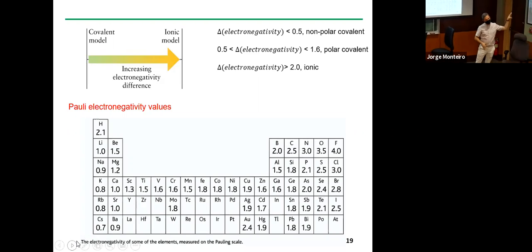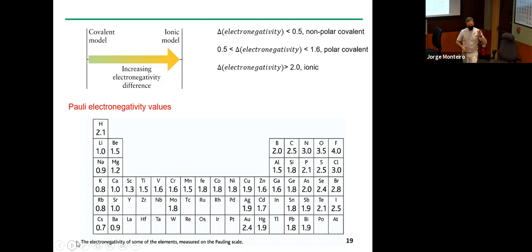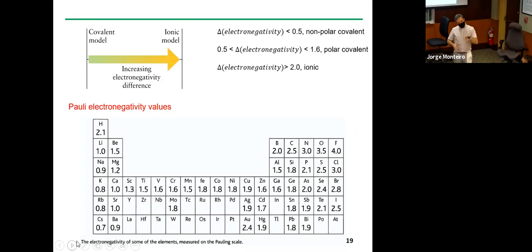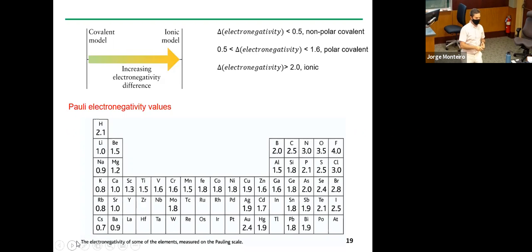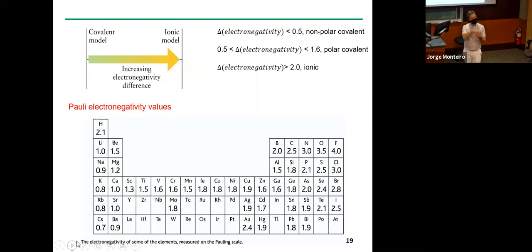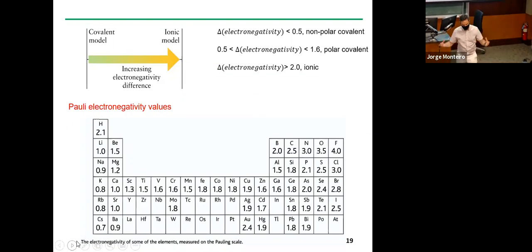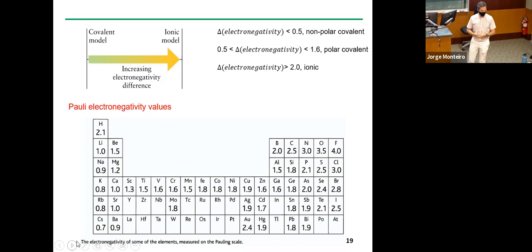For example, the transition metals, depending on the case, the bonding is going to be more ionic or more covalent. Exactly, because it depends on the metal, the charge of the metal, and what's around the metal.